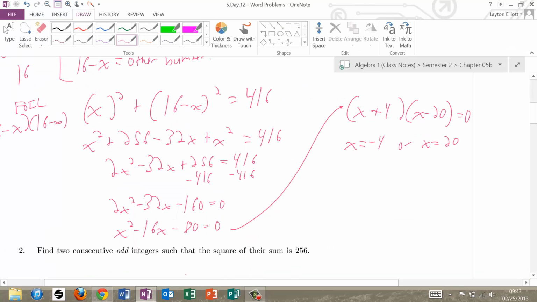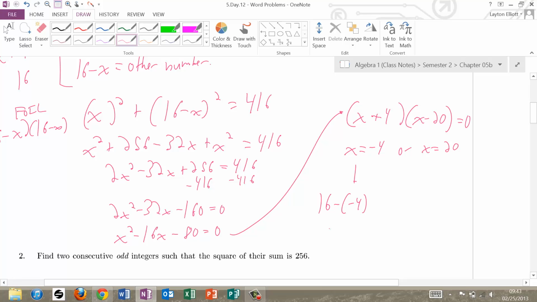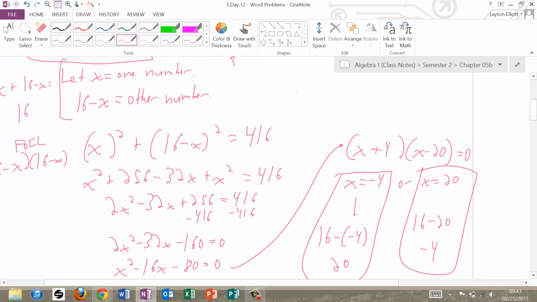Now, here's the important thing. If x is equal to negative 4, then 16 minus a negative 4 is my other number, or the other number is 20. So one possibility is this right here. The other one is if x is equal to 20, then if I do 16 minus 20 for my other number, I get negative 4. So those are the same pairs. I don't really need to state an answer twice because we have the same numbers. So we just say the numbers are negative 4 and positive 20. And there's my final answer.